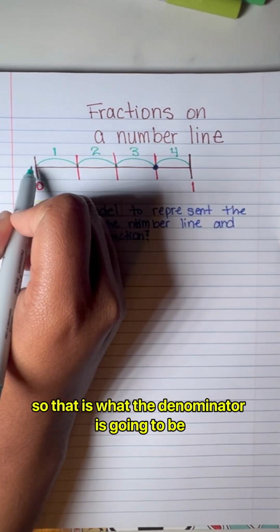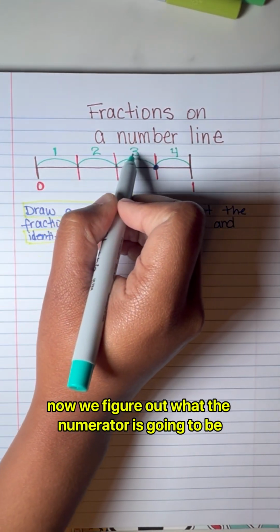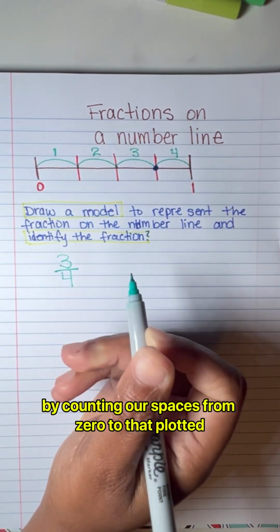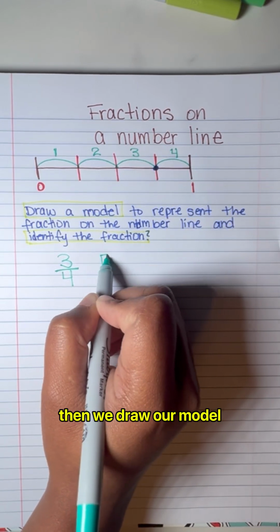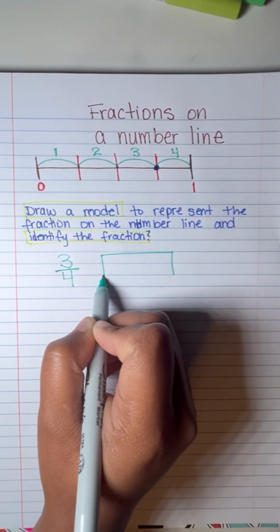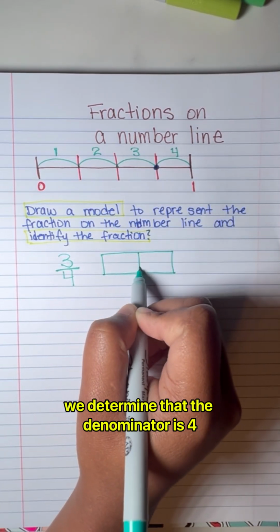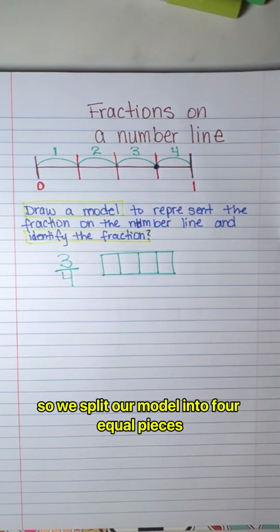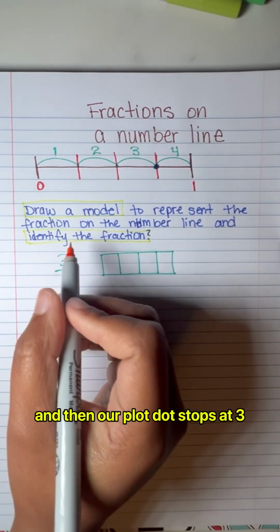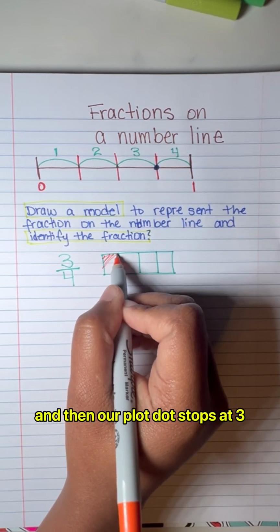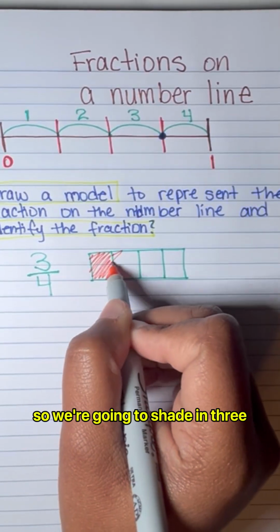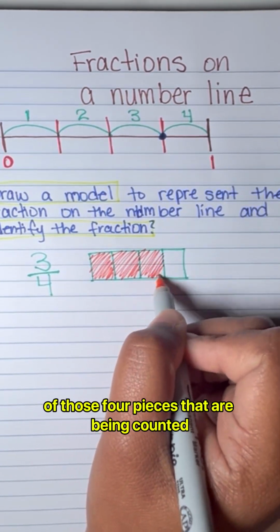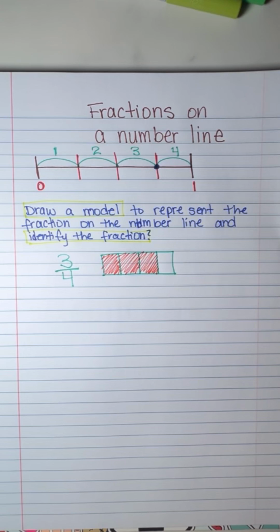Now we figure out what the numerator is going to be by counting our spaces from 0 to that plotted dot sign. And we figured out it's 3. Then we draw our model. We determine that the denominator is 4. So we split our model into 4 equal pieces. And then our plot dot stops at 3. So we're going to shade in 3 of those 4 pieces that are being counted.